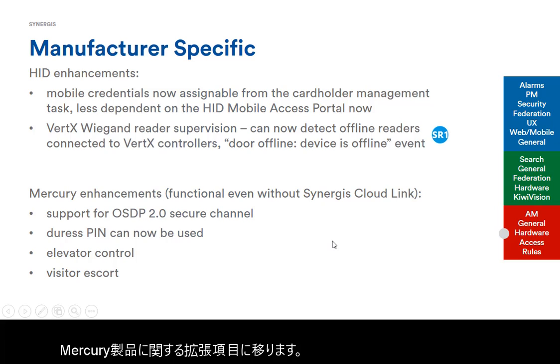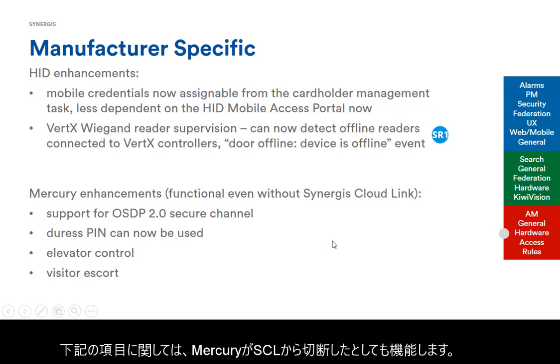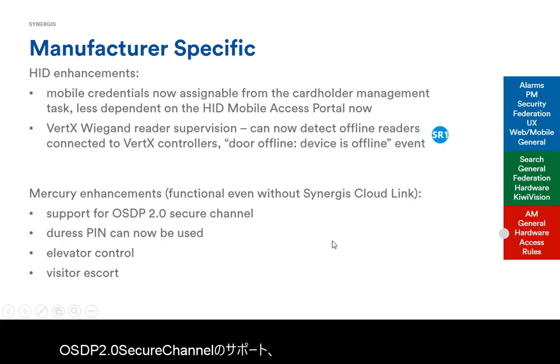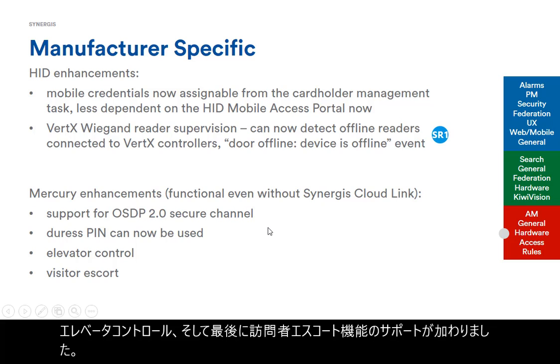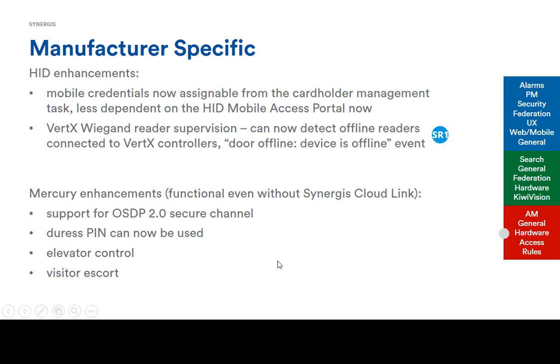Looking at our Mercury side, a few enhancements here, and bear in mind that all of these can happen even if the Mercury panel goes offline from the Synergis Cloud Link. So we do have support for OSDP 2.0 secure channel. The duress PIN can now be used, and we now have elevator control and visitor escort.